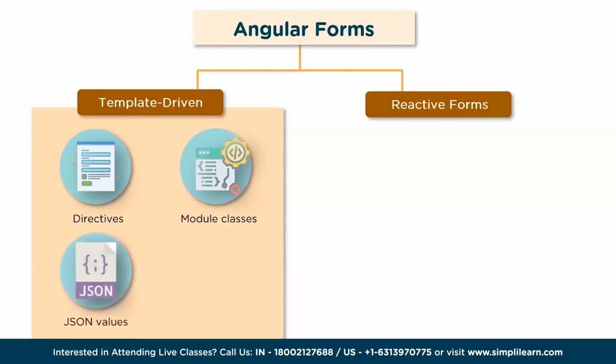Next up is JSON values. So a form value can be generated using the form.value object. Form data is exported as JSON values when the submit method is called. Lastly, basic HTML validations can be used to validate the form fields. In the case of custom validations, directives can be used. So arguably, this method is the simplest way to create an Angular form.